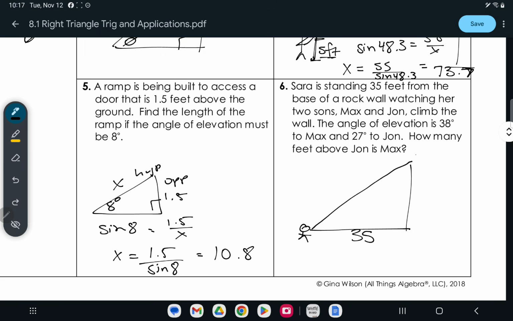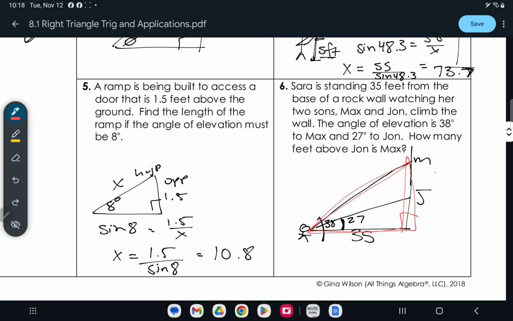So let's say Max is right here. So the big angle is 38. And then 27 to John. So the small one is 27. How many feet above John is Max? I'm going to use some different colors here. I'm going to do the big triangle first.